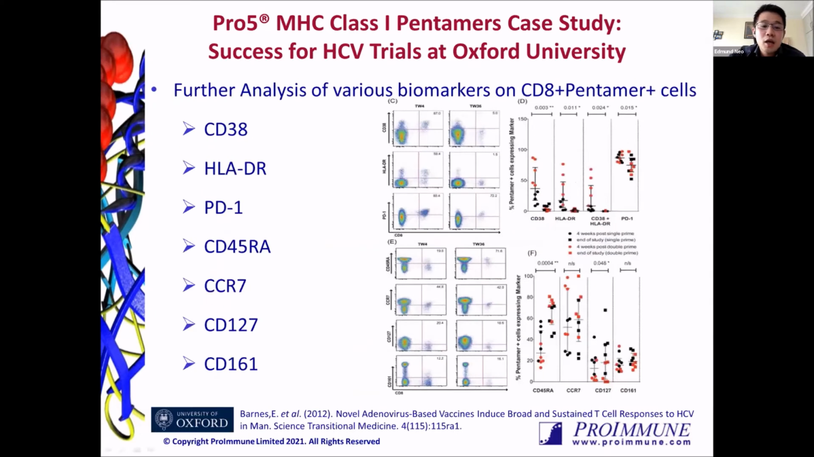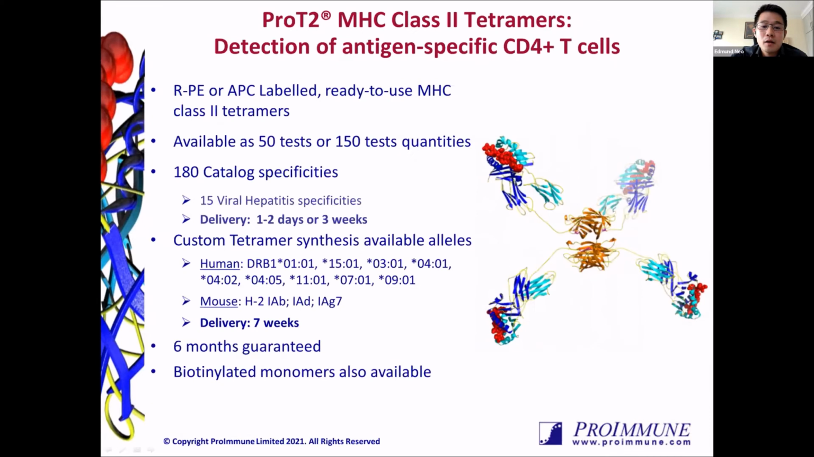In addition to this, the group in Oxford has done further immunophenotypic characterization of various biomarkers, gating on antigen-specific CD8 T cells such as CD38, HLA-DR, PD1, CD45RA, CCR7, CD127, and CD161. This list can go on with our pentamers for other biomarkers that you are interested to look at as well. This case study is something to definitely think about to monitor the immune responses of the COVID-19 vaccinated donors, to look at the robustness and the effectiveness of the immune responses and characterize those T cells.